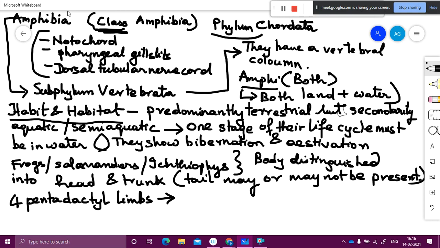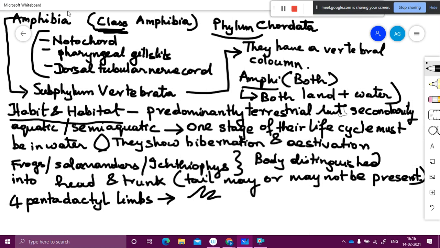Pentadactyl. They have got five digits in their fingers. So four pentadactyl limbs. 1, 2, 3, 1, 2, 3, 4, and 5. So 5 into 4, that is 1, 2, 3 and 4. If this is the organism, four pentadactyl limbs are present.